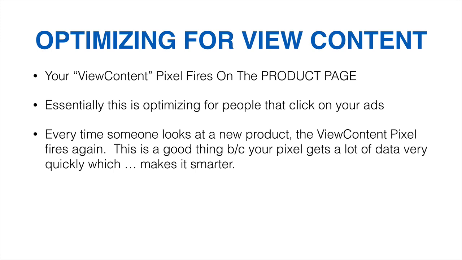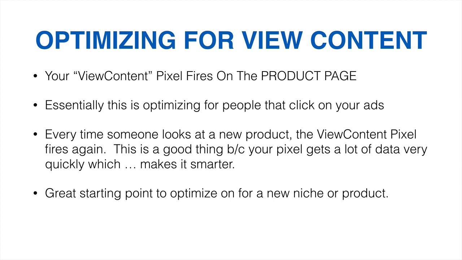This is a really good thing because your pixel gets a lot of data very, very quickly. So if somebody clicks on your ad and views like 7 different products on your website, you're going to get 7 pixel fires because they viewed 7 different products, okay? So this particular type of ad can build up data very quickly because people tend to browse around.